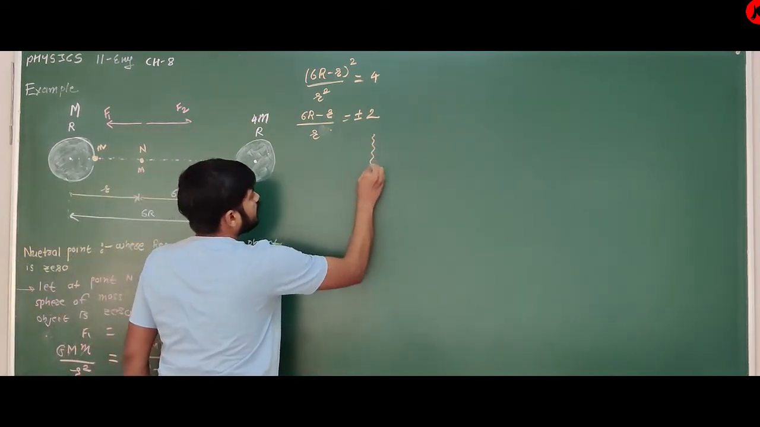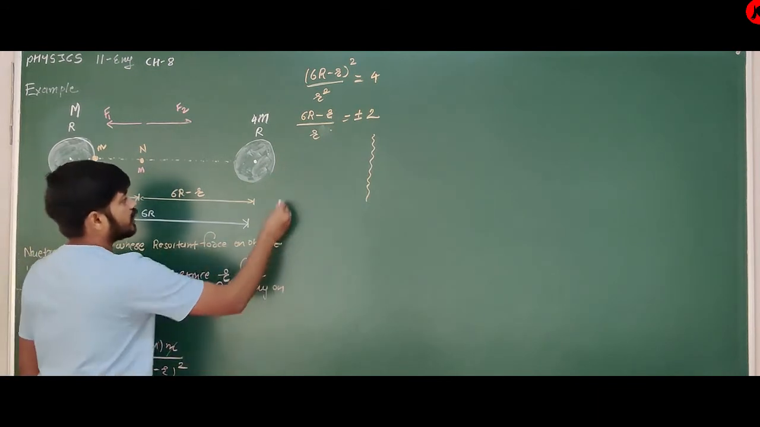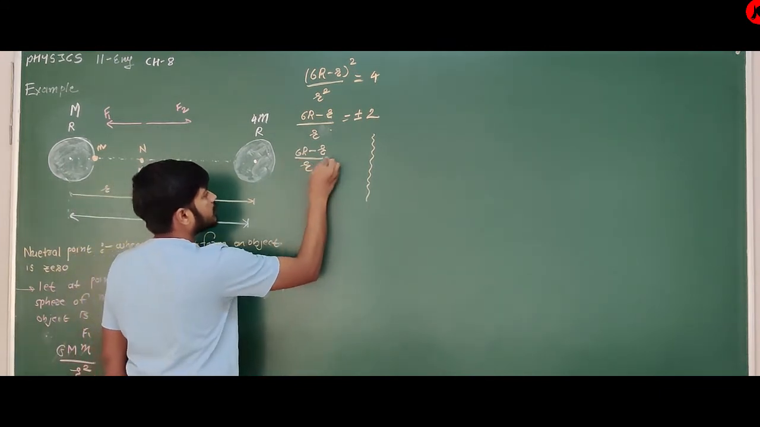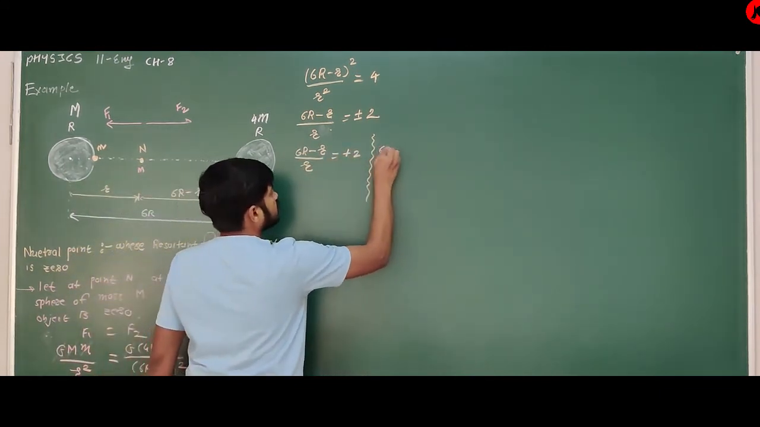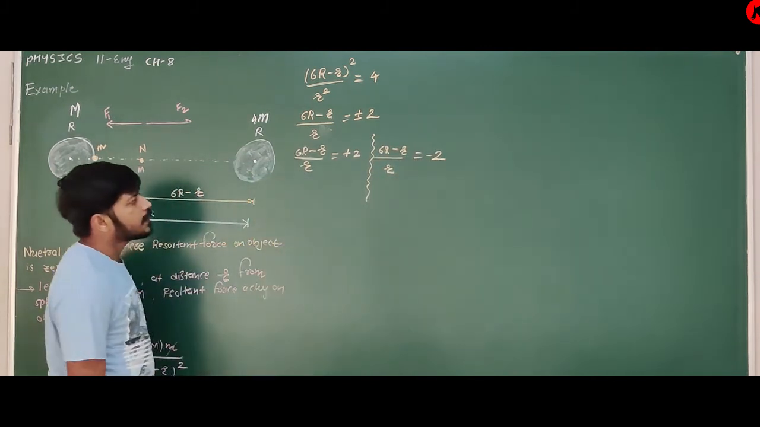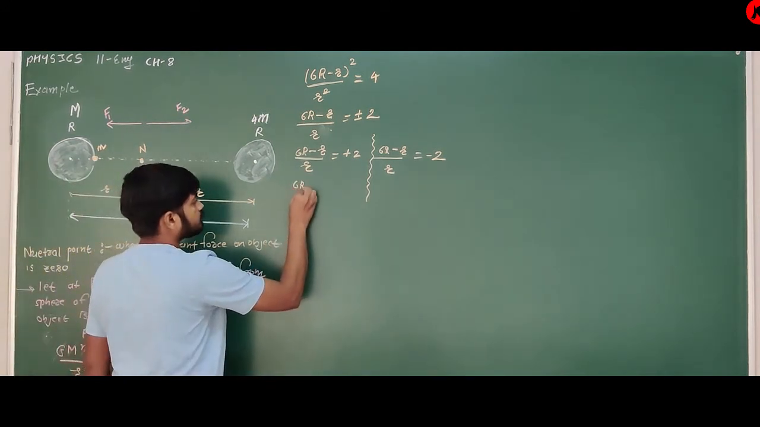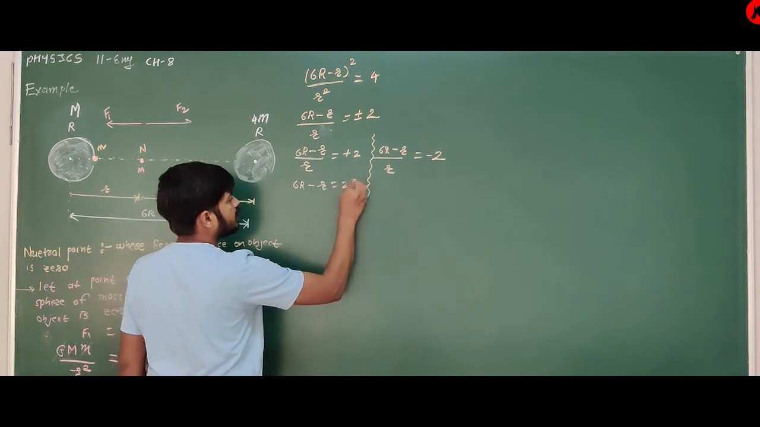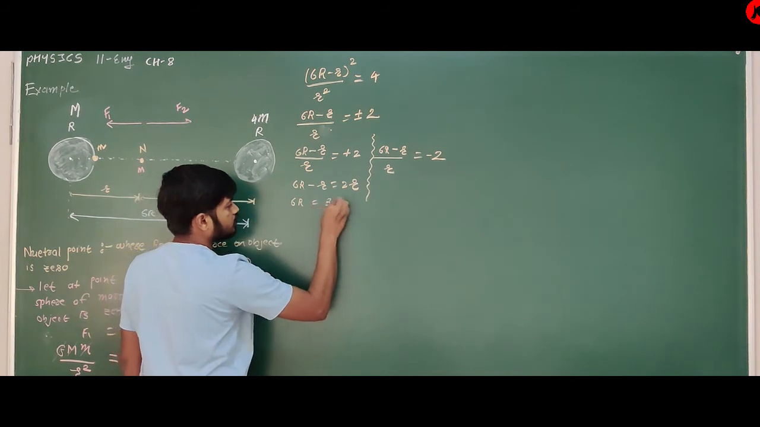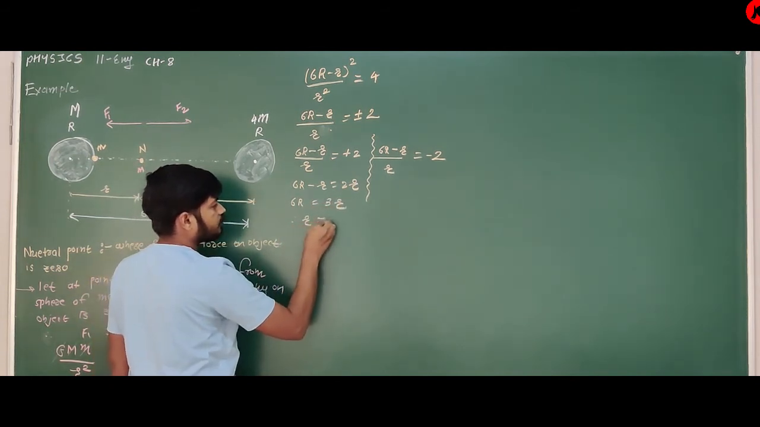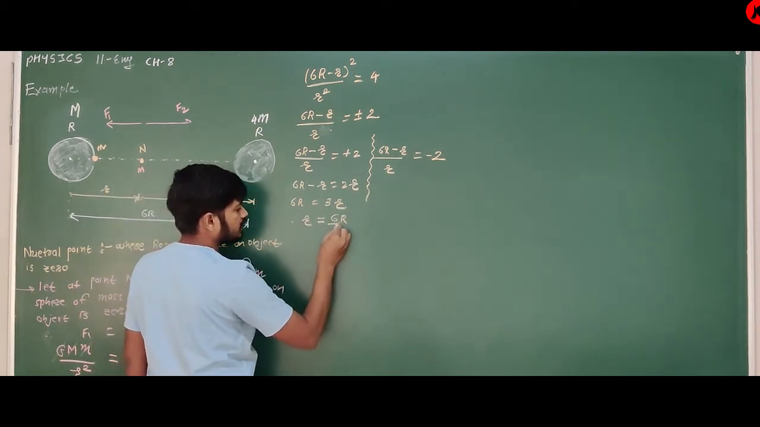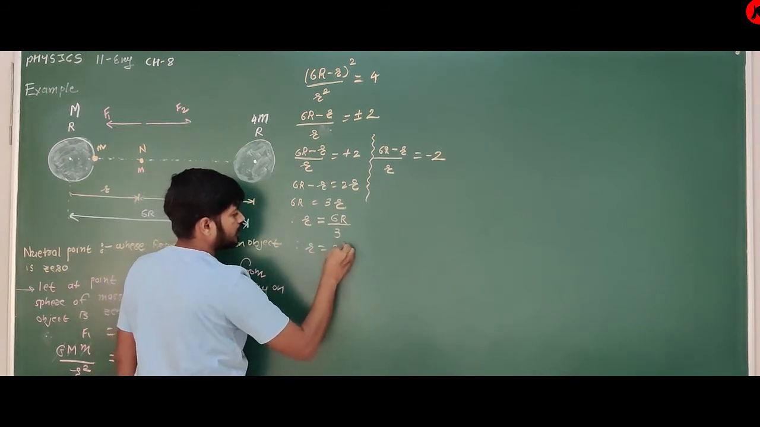So yes, here we can take two parts. That is (6r minus r) upon r is equal to plus 2, or (6r minus r) upon r is equal to minus 2. So 6r minus r is equal to 2r. If I take r this side, then it will be 6r is equal to 3r. Therefore r is equal to 6r by 3, so r is equal to 2r.